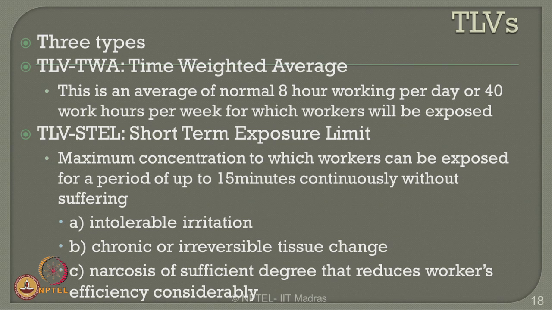The other TLV value is called STEL, which is called short term exposure limit. The term short term itself is very clear that it is talking about the maximum concentration to which a worker can be exposed for a period only to a maximum 15 minutes continuously, but however within this 15 minutes he must not suffer intolerable irritation, chronic or irreversible tissue changes and narcosis of sufficient degree which reduces workers' efficiency considerably. If the worker is not exposed to these three consequences for 15 minutes, we call that the short term exposure limit of the chemical.